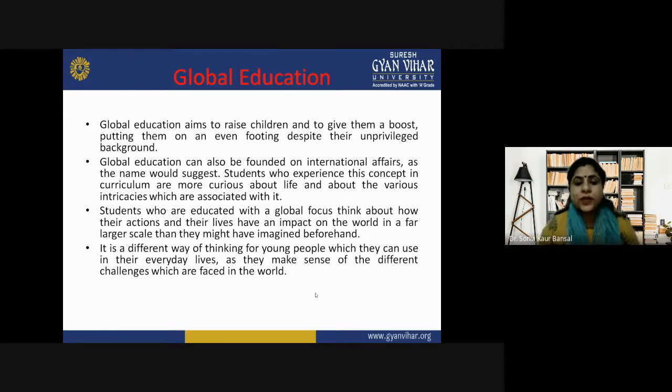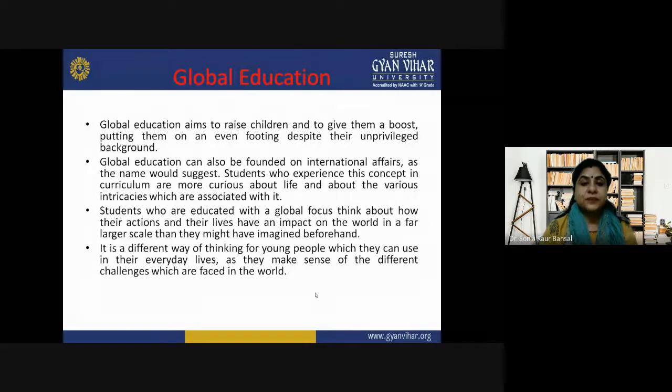Students who are educated with a global focus think about how their actions and their lives have an impact on the world on a far larger scale than they might have imagined beforehand. How their actions, how their studies will help their lives. Now the smart children are understanding it, so they must be taught from the point of view of global education. It is a different way of thinking for young people, which they can use in their everyday lives as they make sense of the different challenges faced in the world.